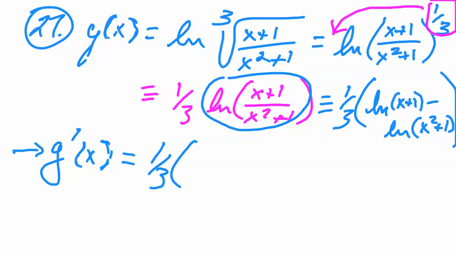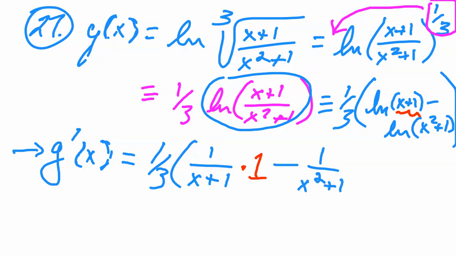So the derivative of the natural log of x plus 1, the first part, is 1 over x plus 1 times the derivative of what's inside. Well, the derivative of what's inside there is just 1 by the chain rule. And then minus the derivative of natural log of x squared plus 1. Derivative of natural log is 1 over that thing, so act like it's okay. But then times the derivative of what's inside. So the derivative of what's inside there is 2x by the chain rule. So I got to attach that.